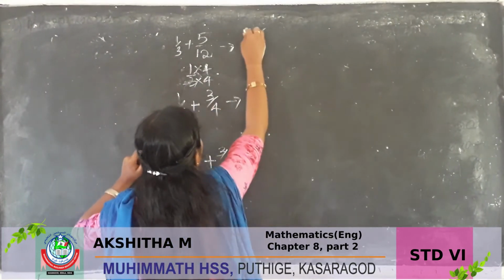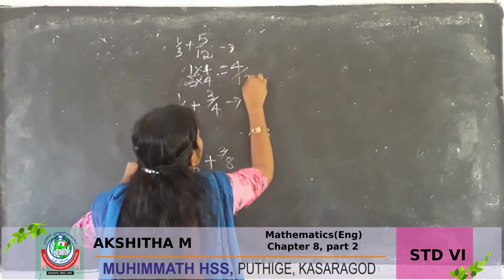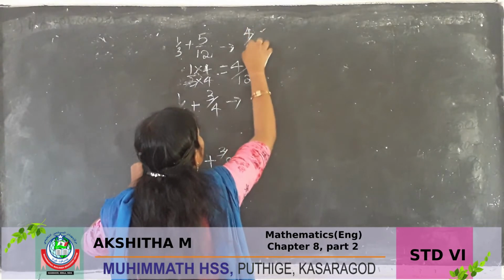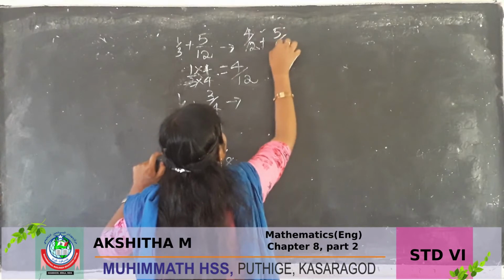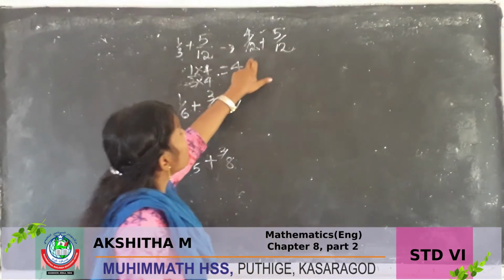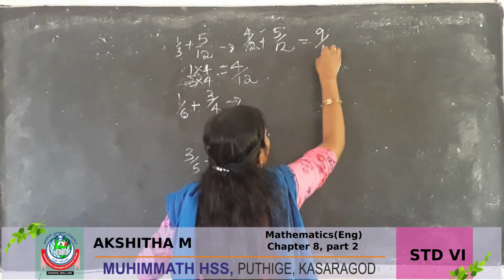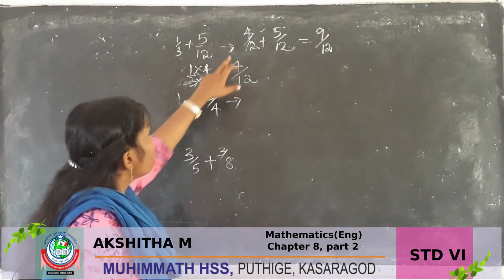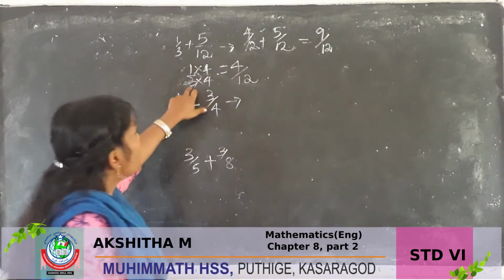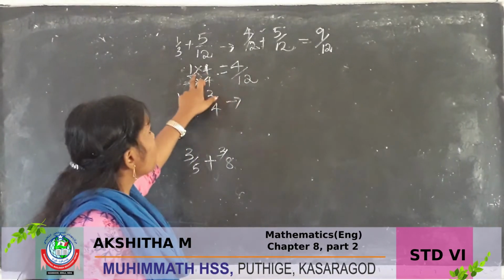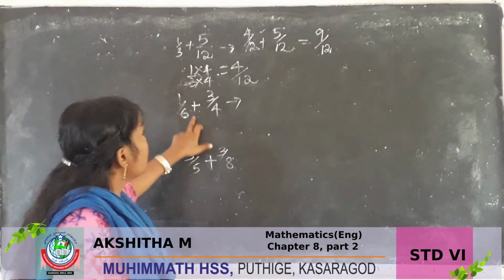1 by 3 we can write as 4 by 12. So 4 by 12 plus 5 by 12. What is the answer? 9 by 12. 4 by 12 plus 5 by 12 is 9 by 12. Here, first we have to make the denominator same. Look at the next one.